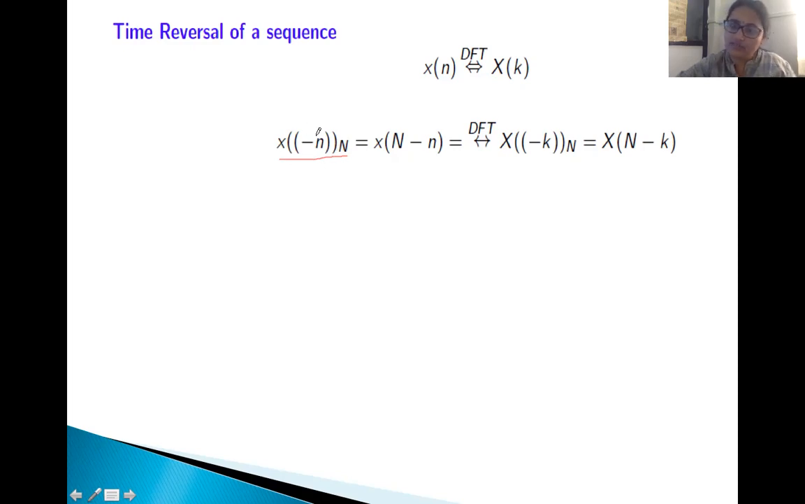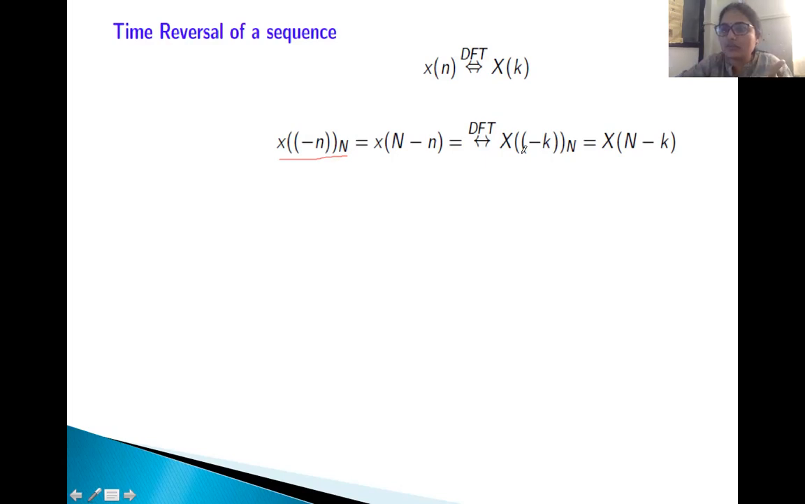If we reverse the sequence in the time domain and then apply the DFT, the DFT values are also going to be reversed in the frequency domain. Are you getting it? If instead of representing the sequence anti-clockwise, I represent it clockwise, that means the sequence is reversed. If I reverse the sequence in the time domain, its DFT values are also going to be reversed. So this property is called time reversal of the sequence.